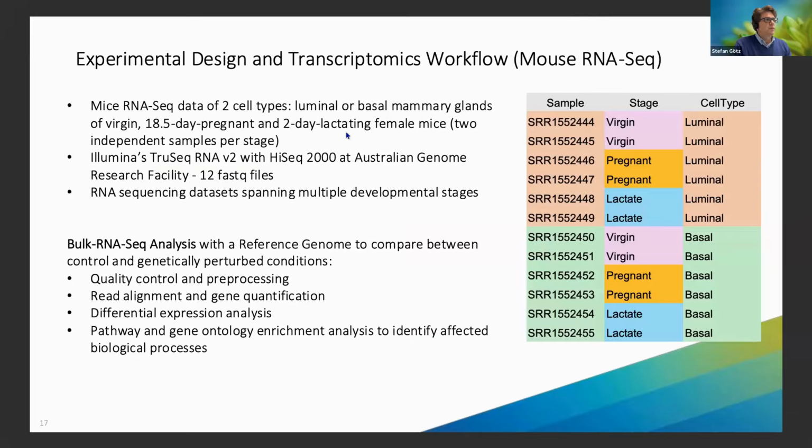So the experimental design here is as follows. We have 12 samples here, those are in duplicate. And we have different stages: virgin, pregnant, lactating, as I said, and 2 different types of tissues. So we have now two columns for the metadata, let's say. So we have a mouse dataset, which is a model organism.